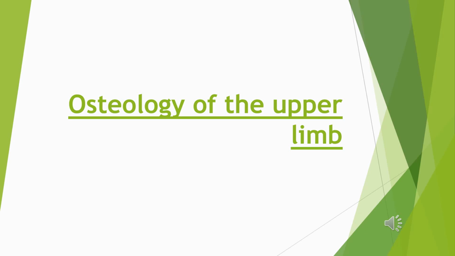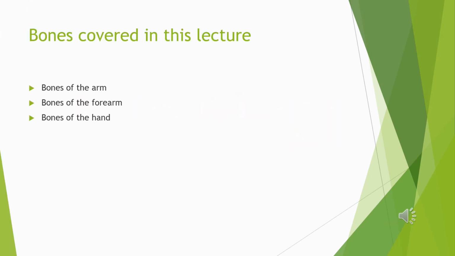I'm a third year medical student and today I'll be covering the osteology of the upper limb. So the bones that I'll be covering in this lecture will be the bones of the arm, bones of the forearm, and bones of the hand. In the bones of the arm, I'll be covering the humerus. In the bones of the forearm, I'll be covering the radius and ulna, and the bones of the hand, I'll be covering the carpal bones. Note that I won't be covering the scapula and clavicle in this lecture.